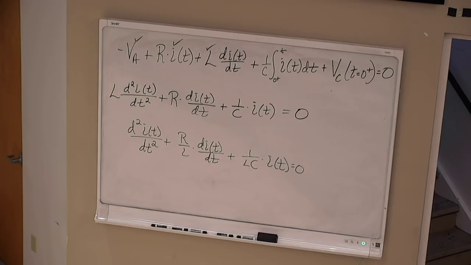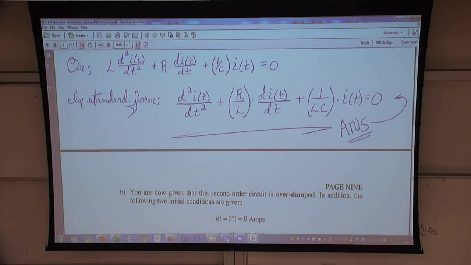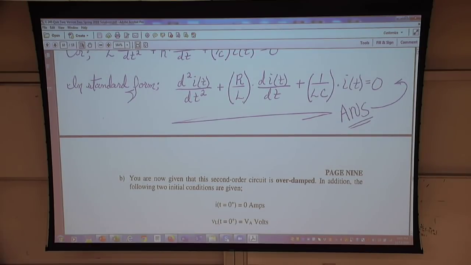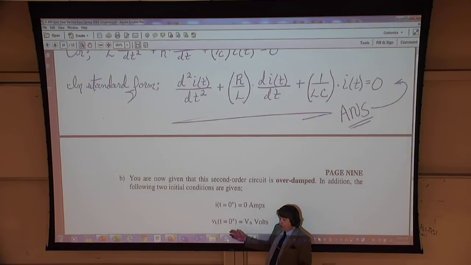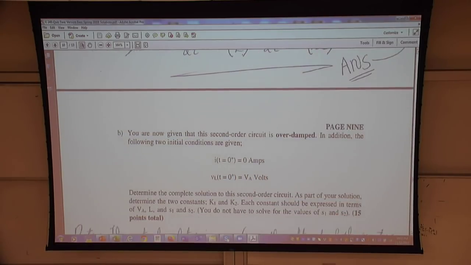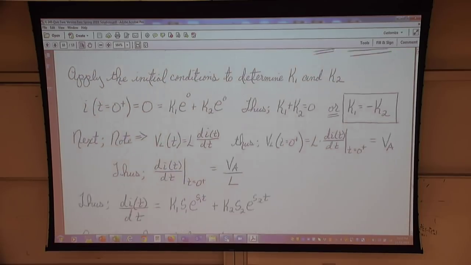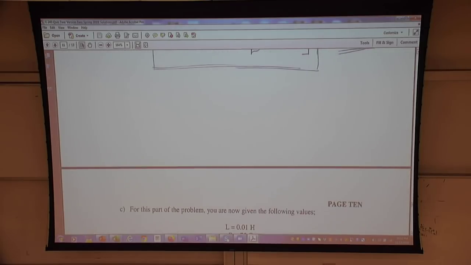Now, my colleagues, there's a little part of me that says, I want you to do the rest of this problem yourself. Okay? So look, part B. Does this sound familiar? You're now given a second order system that's over there. Where have I heard this before? Here are the two initial conditions. Solve for K1 and K2. My colleagues, I'm going to let you do that on your own. And we have another question.